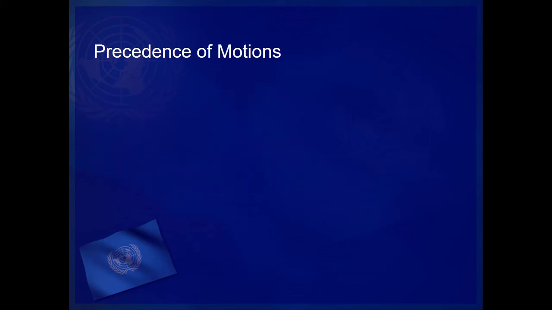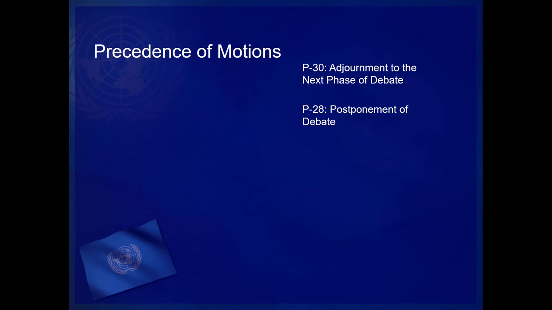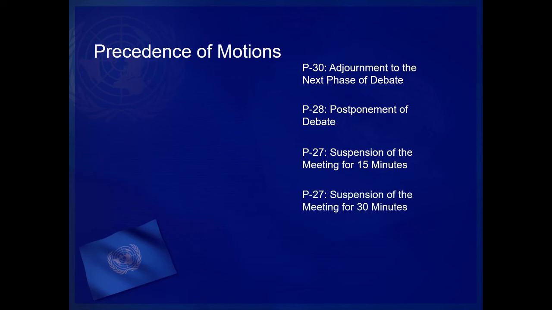So let's say you're in committee session and a P30 has just been called to adjourn from substantive debate to voting block. Then another delegate calls for a P28 to postpone debate on that topic. Then a third delegate calls for a P27 suspension of the meeting for 15 minutes, while a fourth calls for a P27 suspension of the meeting for 30 minutes, and finally a fifth delegate calls for a P29 to close the agenda item. What order would these motions be handled in?